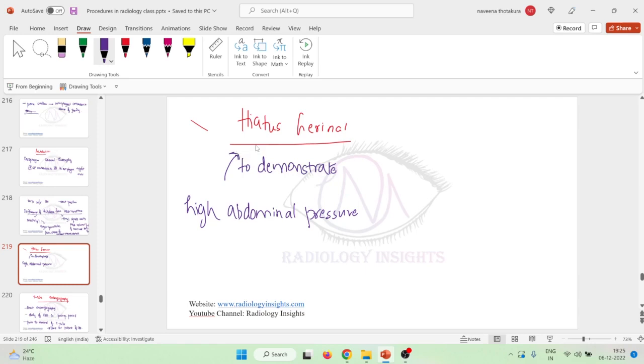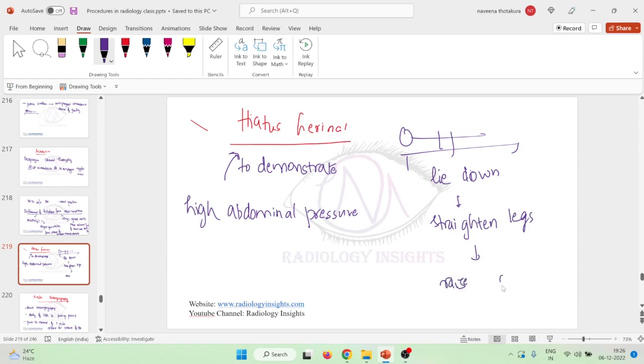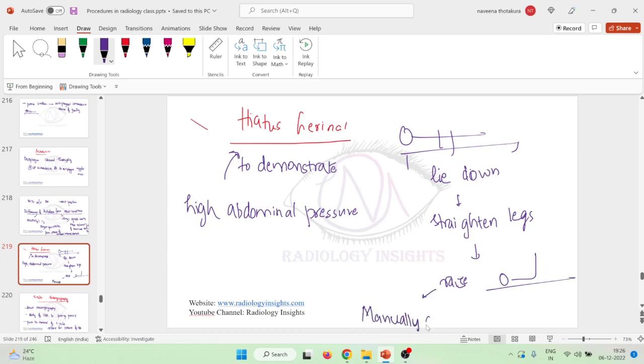Now, we have to ask the patient to lie down, and first ask the patient to lie down and then straighten the legs and raise them up. That means the patient should be like this. He should raise the legs up, and then we should ask the patient to manually compress the abdomen.